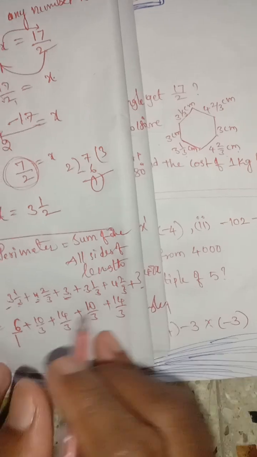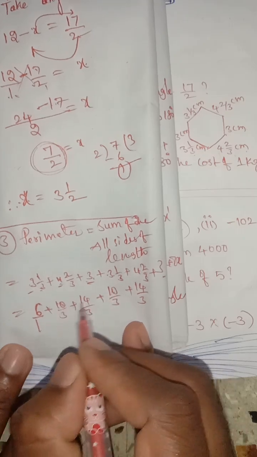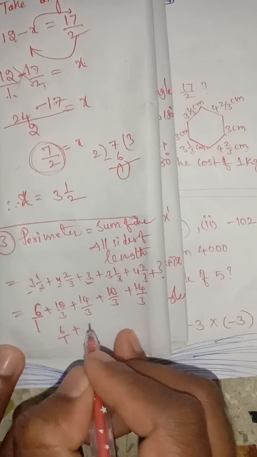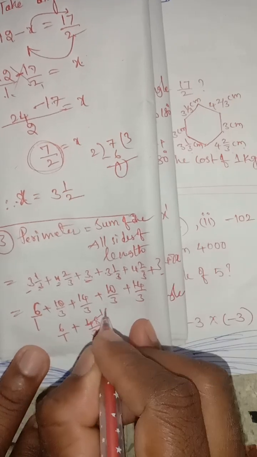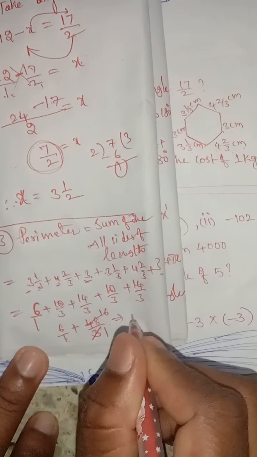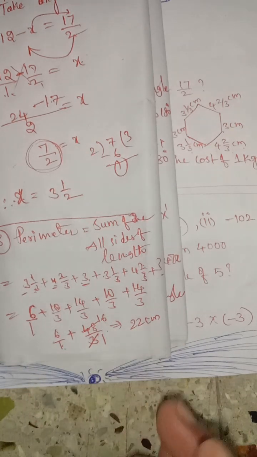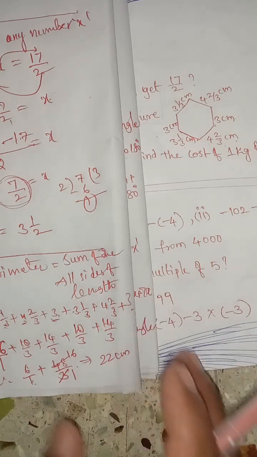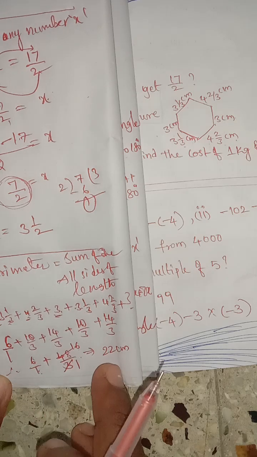Okay, so all denominators are equal here. So 10 plus 14 plus 10 plus 14: 24, 34, 44, 48. So 6 by 1 plus 48 by 3. 48 by 3 is 16, so 6 by 1 plus 16 by 1, 6 plus 16 equals 22 centimeter. So this is the final answer. Perimeter of the given figure is 22 centimeter.